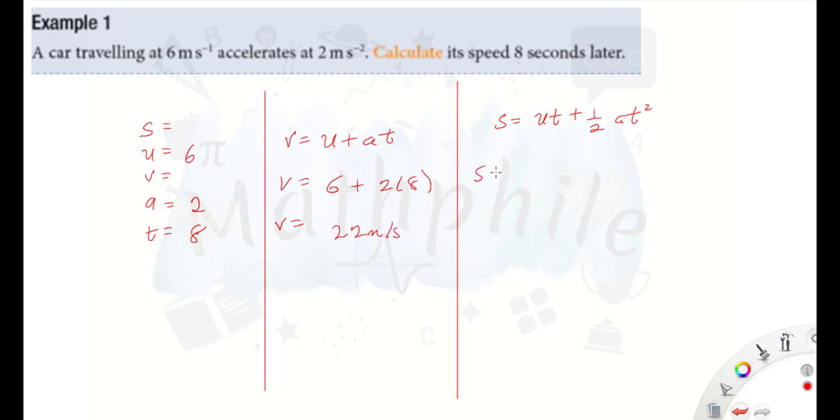And doing the necessary substitution, S is equal to U, which is 6, times the time given, which was 8, plus 1 over 2 or 0.5, times the acceleration, which is 2, times the time given, 8, squared. So punch everything on the calculator and give me the answer. 112. Okay, so 112 meters.